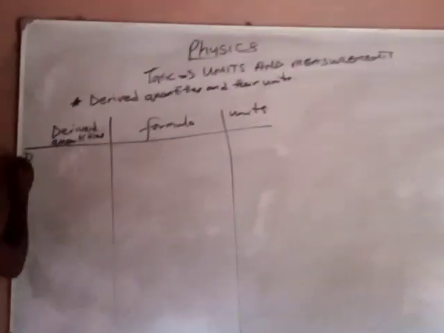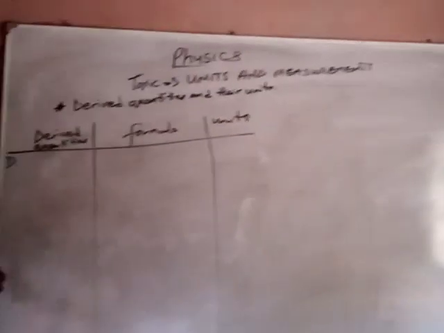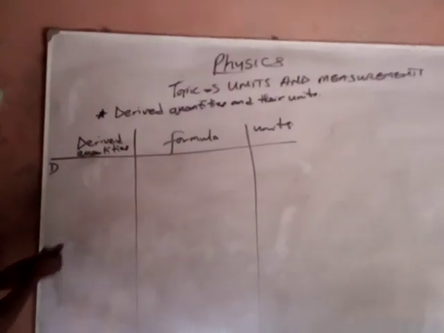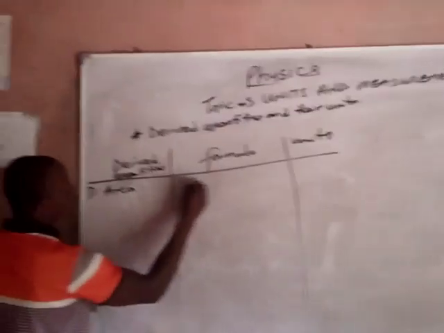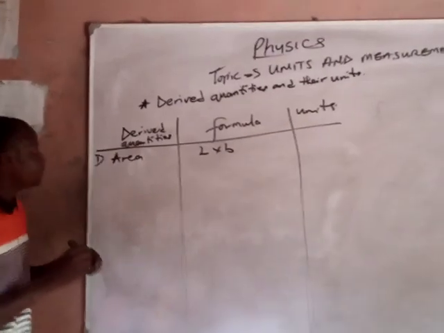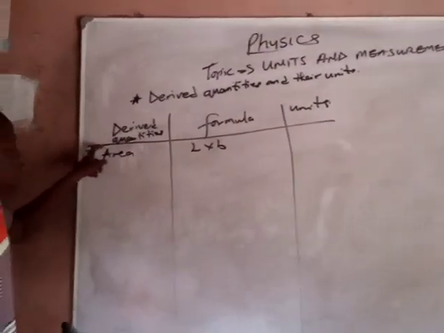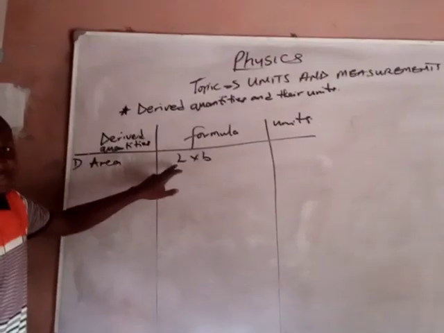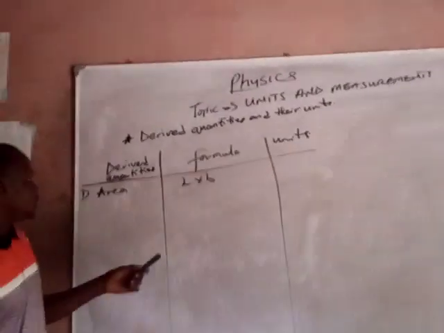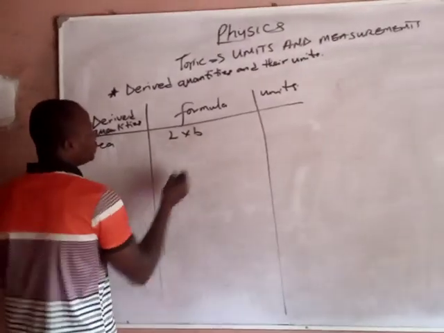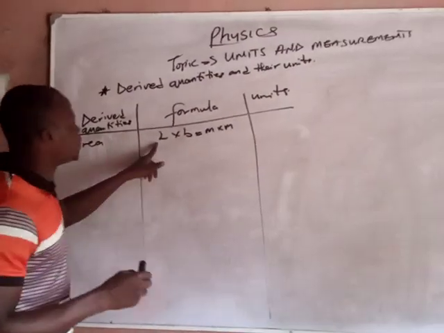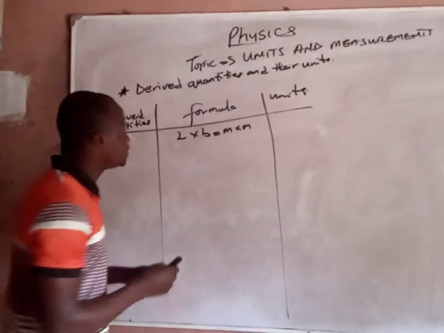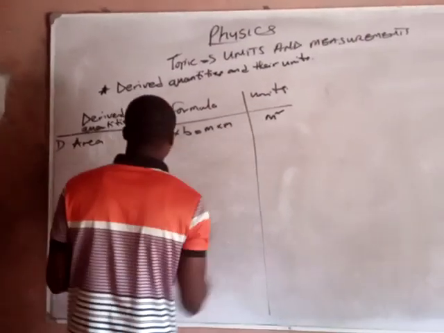Number one, derived units. Area is length times breadth, because area is a derived quantity. The reason why it's derived is because length is a fundamental quantity, and length is found in area. Length and breadth are both measured in meter, so meter times meter gives you meter squared. That's the unit of area.